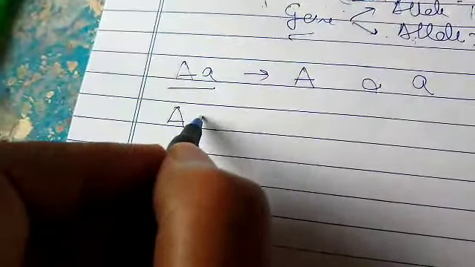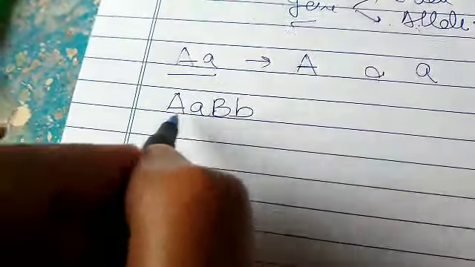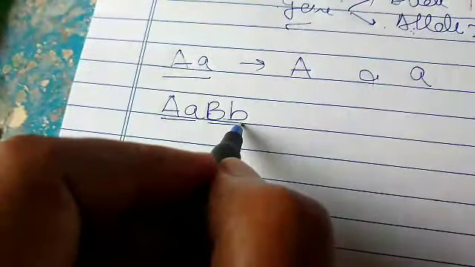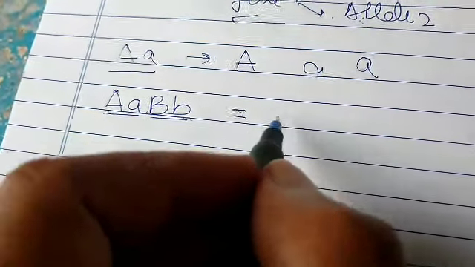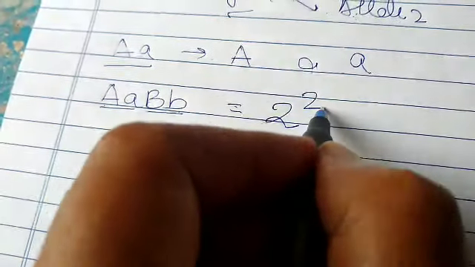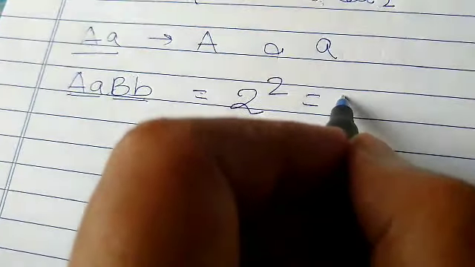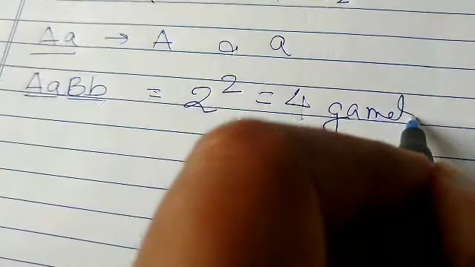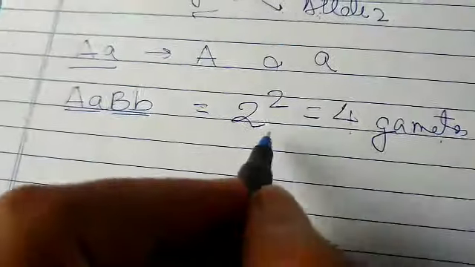But if the genotype is a dihybrid and each gene is present in the heterozygous condition, it will be 2 to the power 2, that is 4. So 4 different types of gametes will be formed.